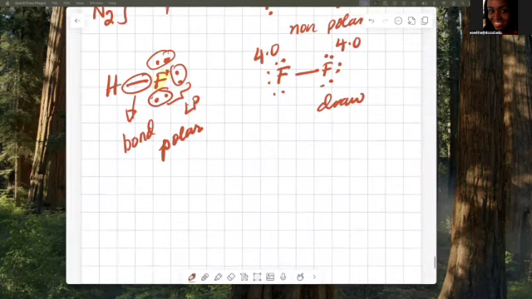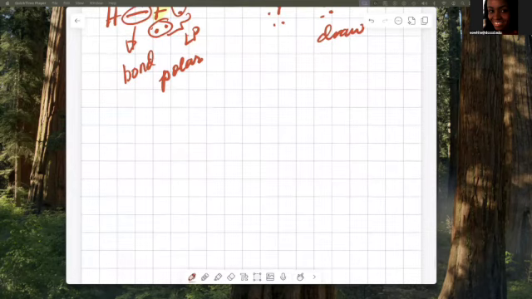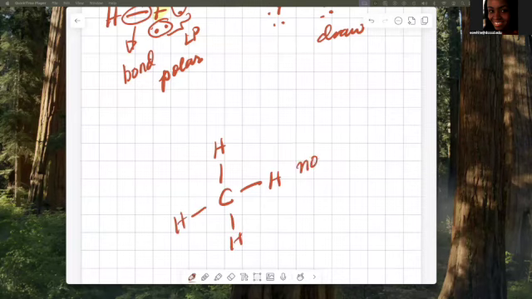The other way to make this polar is, once again, you can switch out one of these elements here and make it polar. Let's start with tetrahedral. Tetrahedral right here, we'll start with CH4. CH4 is, this right here is nonpolar.